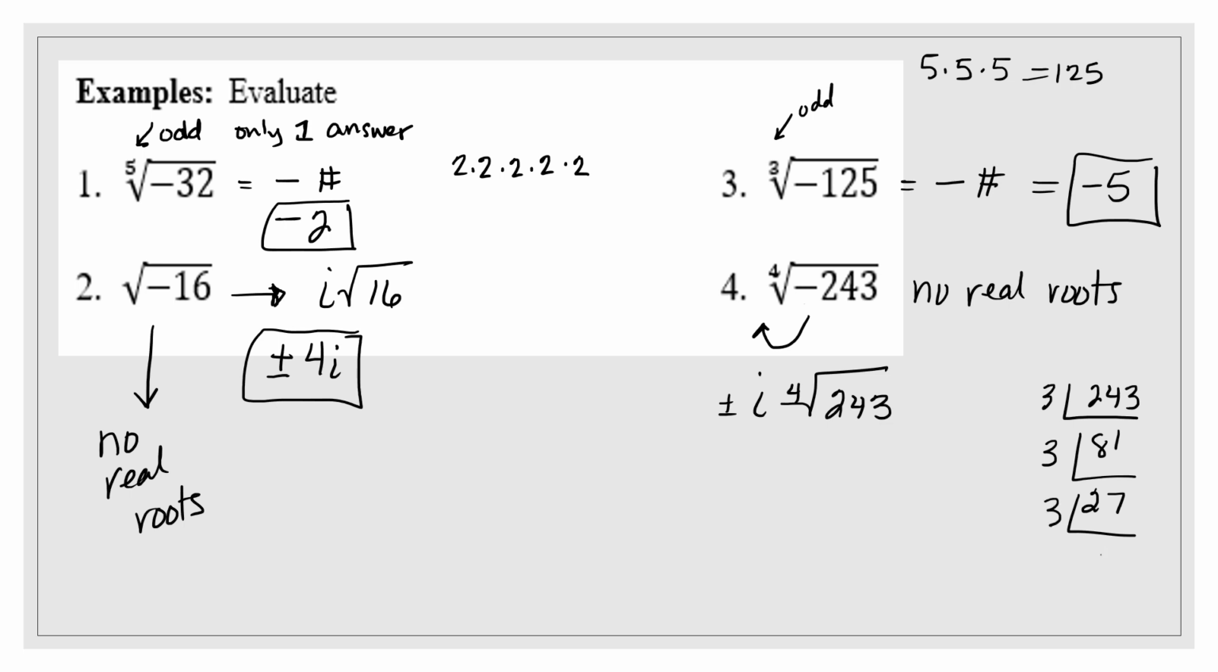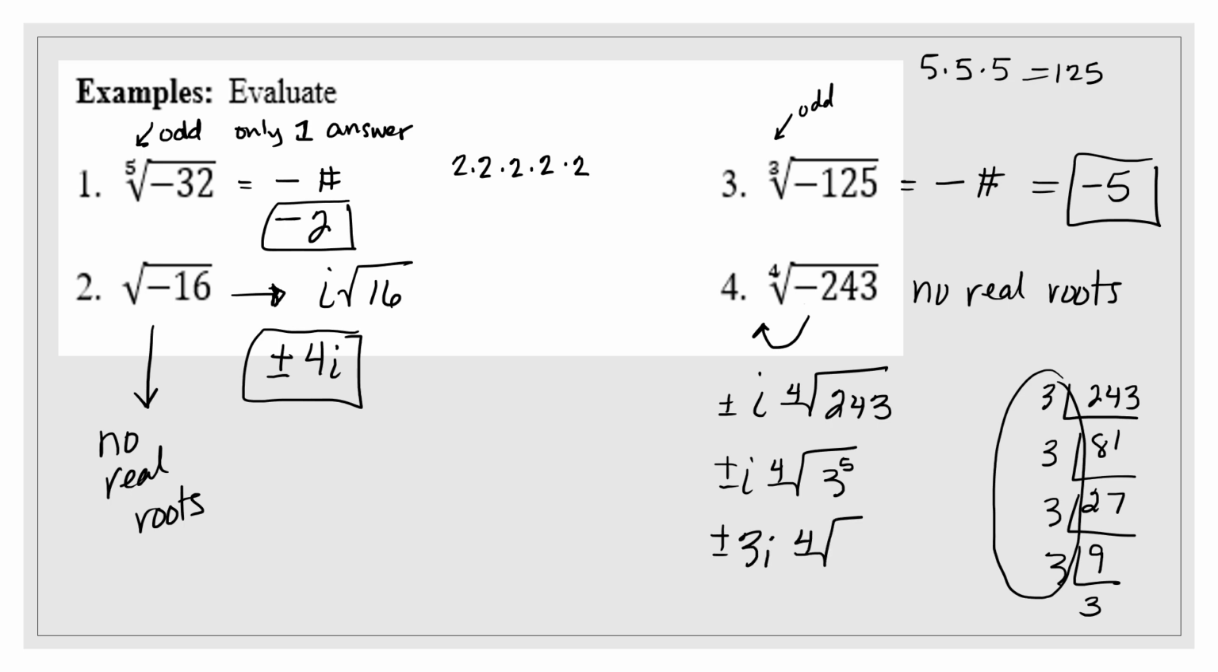27 is 3 times 9, and 9 is 3 times 3. Okay, so this is actually plus and minus i multiplied by the 4th root of 3, 1, 2, 3, 4, to the 5th power. Okay, so I have one full group of 3s. I've got 4 to make a full group, so I can do plus and minus 3i multiplied by the 4th root of just 3. And that would be the imaginary simplification of that particular example.